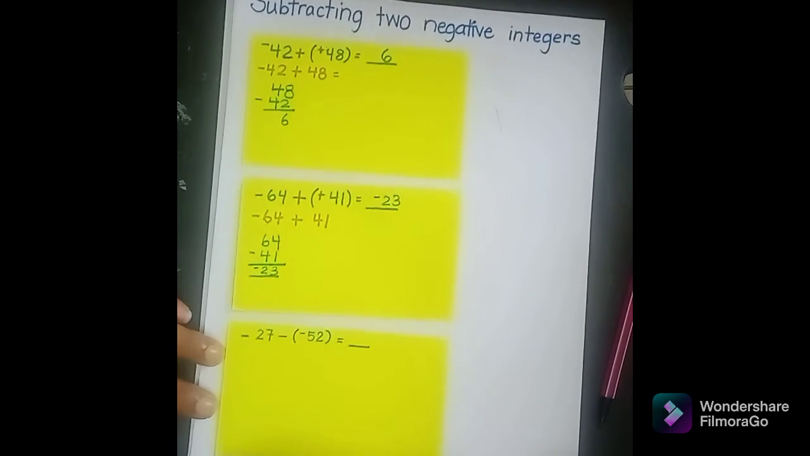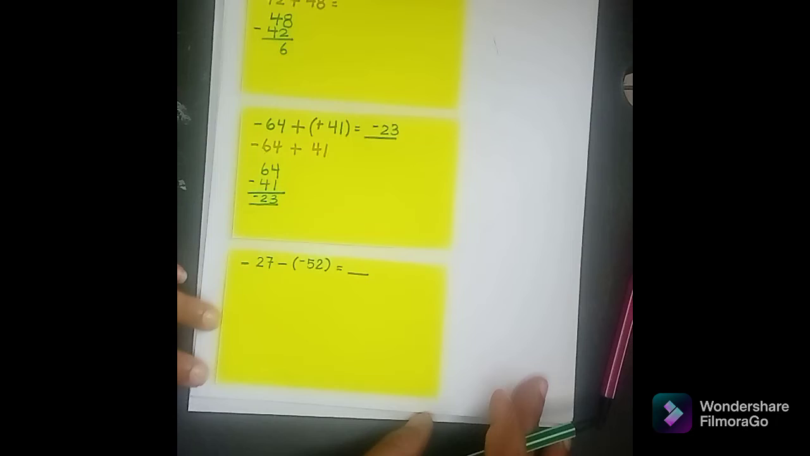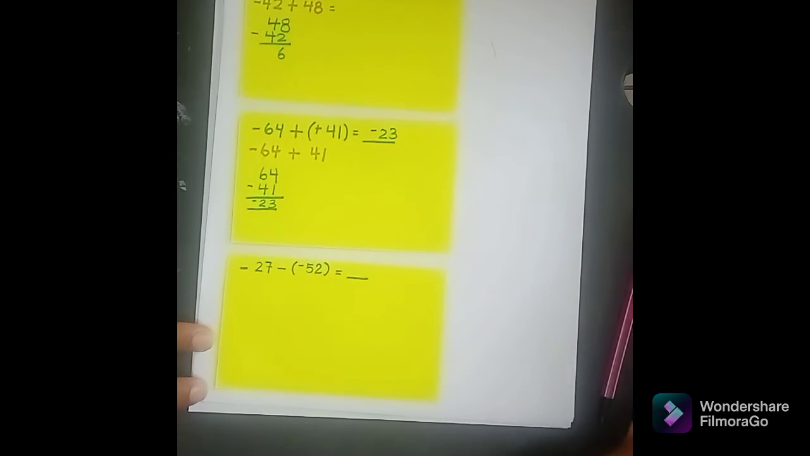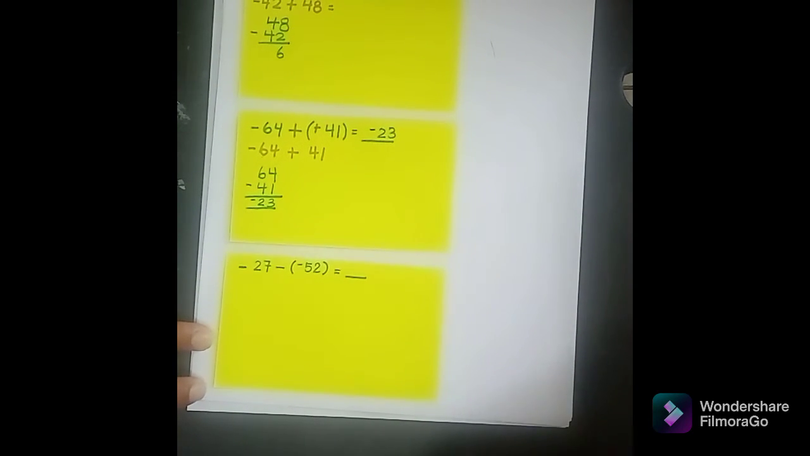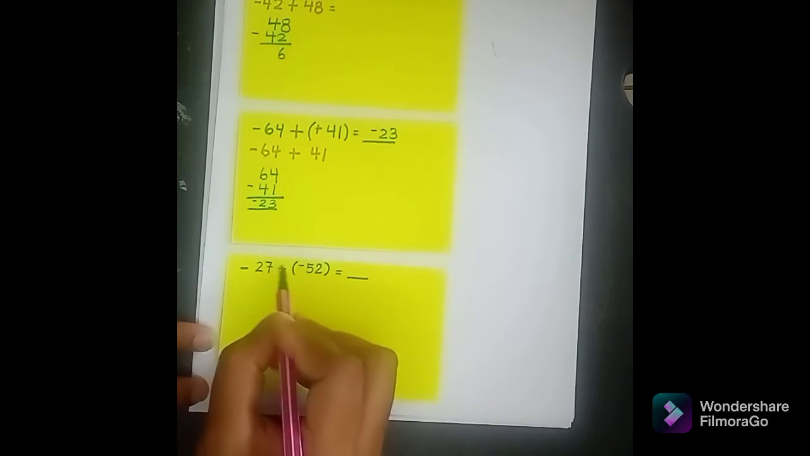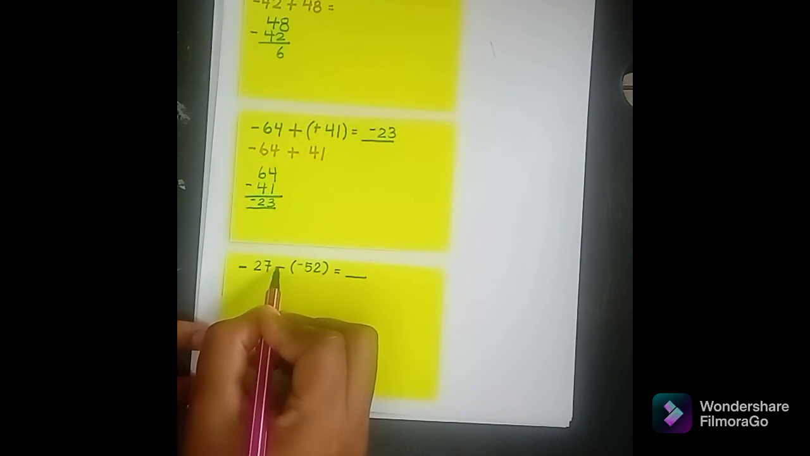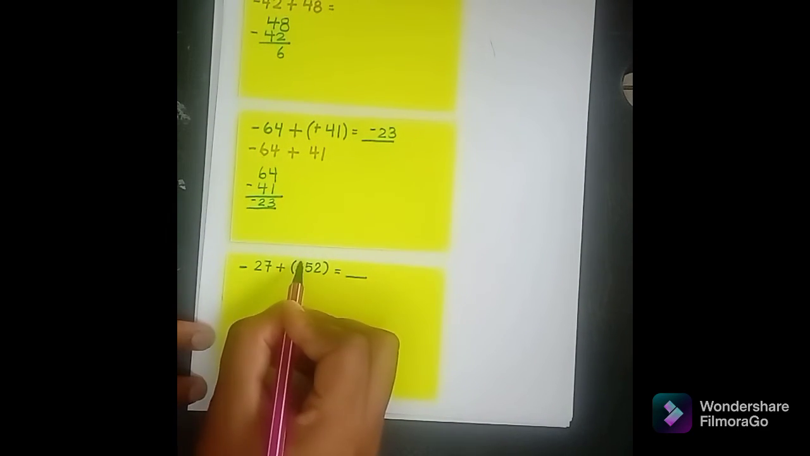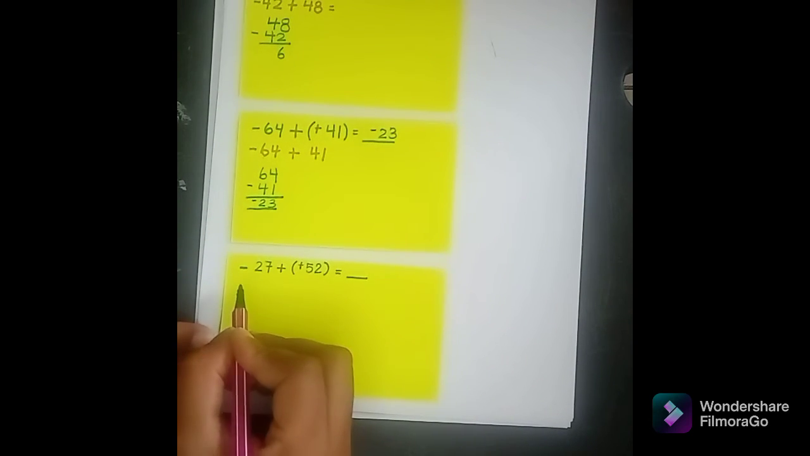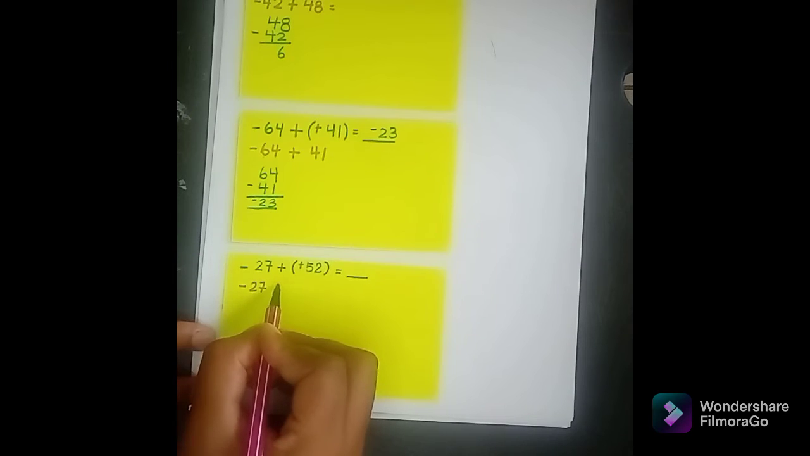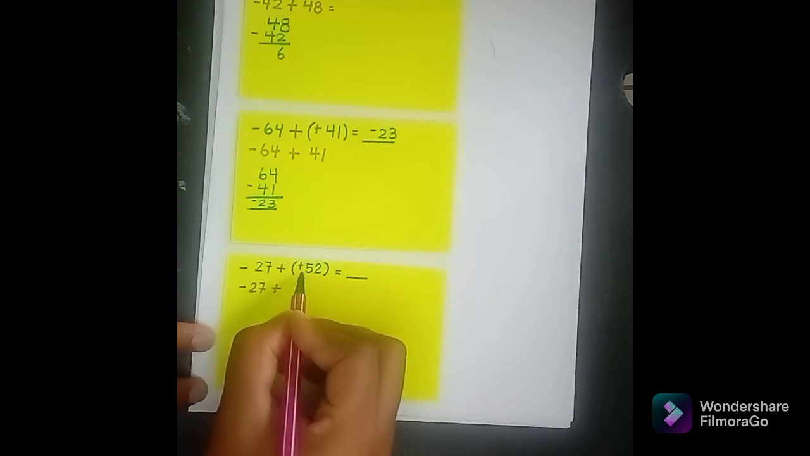Now let's do the last one here. And this one is one that you need to pay keen attention to, because I noticed some of you are having a little bit of issues when you are subtracting. So let's look at this one. Step 1, two negatives become two positives. Write over the problem so you don't get confused. Negative 27 plus 52.